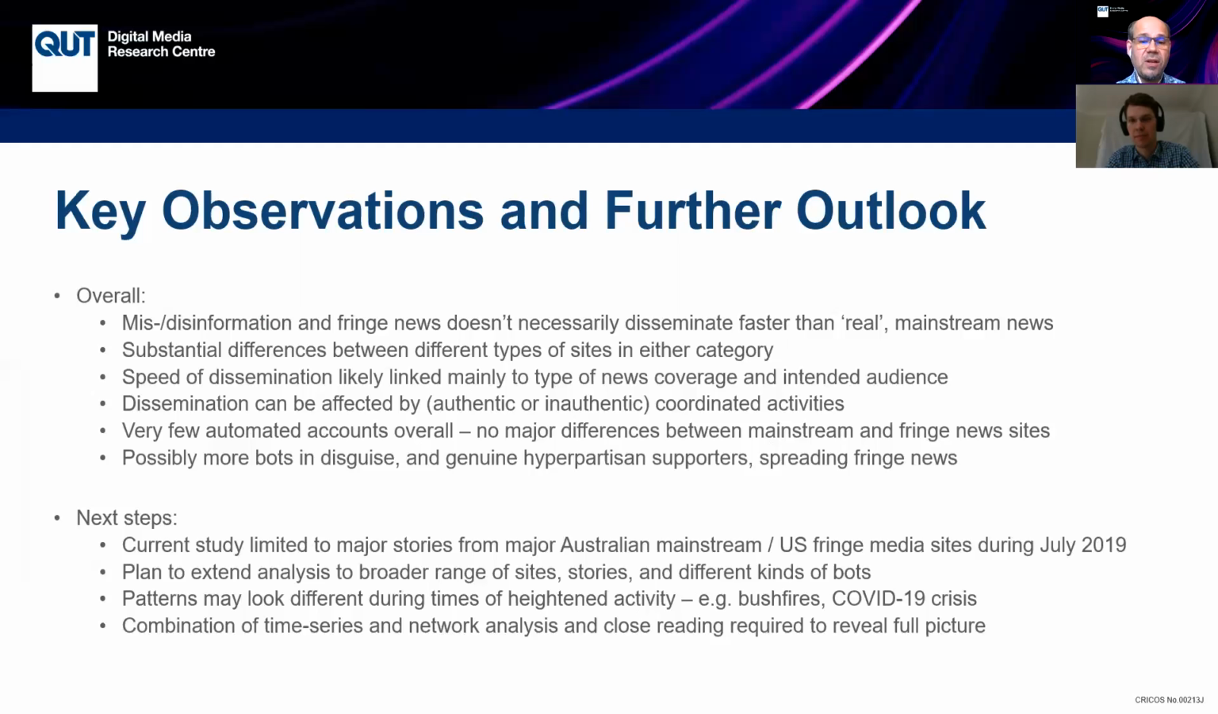So at the moment, this study is still limited, of course, to major Australian mainstream sites and US fringe media sites. It's limited to a particular year. There's much more here that we can still do with all of this. In particular, we can extend this analysis further to different types of sites, to different types of stories, to perhaps look at particular types of bots as well. And of course, these patterns may also look quite different, and we acknowledge that at times of particularly heightened activity, the bushfires we've had in Australia at the start of 2020, the current COVID-19 crisis, of course. So here we might see some very different stories, and this is one of the next steps that we'll pursue here as well.